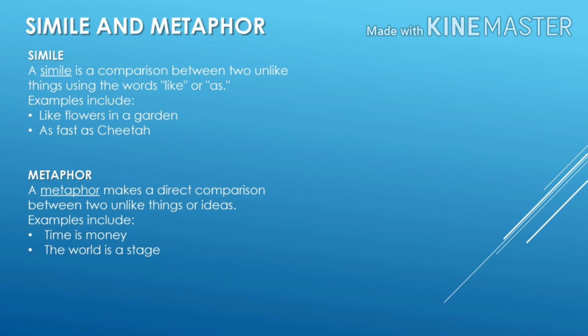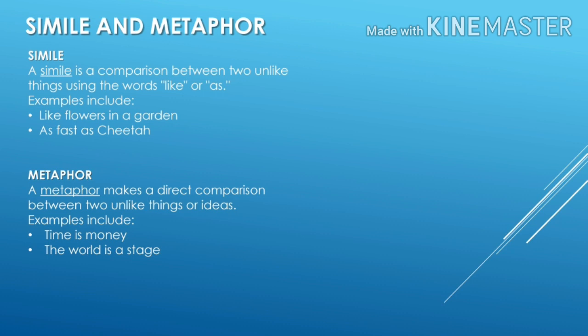So let us first begin with simile and metaphor. As we all know, simile and metaphor are the most common figures of speech that we come across every day. So, what is a simile? A simile is a comparison between two unlike things using the word like or as. For example, like flowers in a garden. Sentence: children are like flowers in a garden. Second example, as fast as a cheetah. To use it in a sentence, he ran as fast as a cheetah.